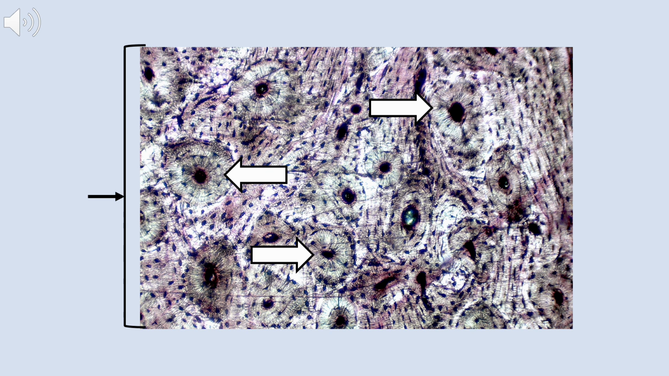And so this is where the framing of the question is very important. If you're asked what the primary tissue type is, it's connective tissue. If, however, you're asked what the specific tissue type is, it's going to be bone.